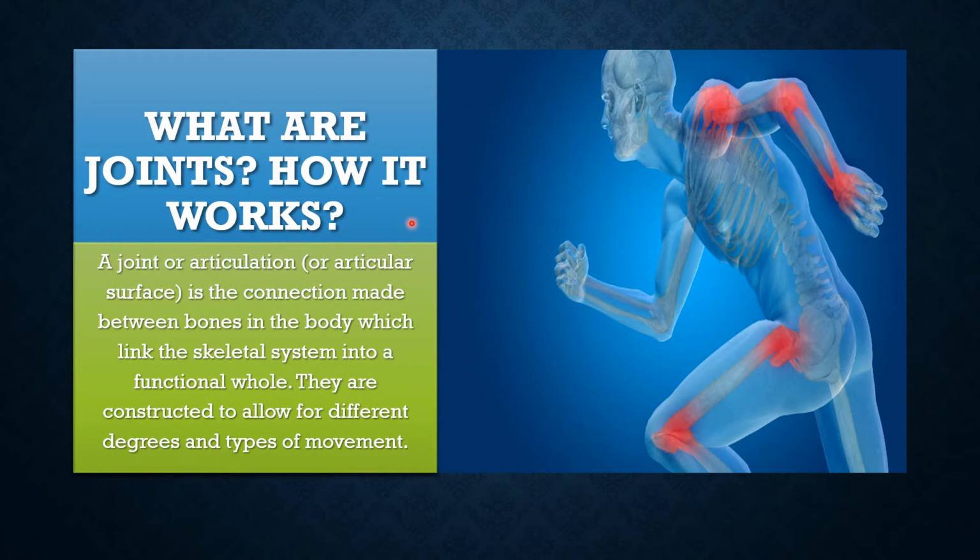What are joints? How do they work? A joint, or articulation, or articular surface, is the connection made between bones in the body which links the skeletal system into a functional whole. They are constructed to allow for different degrees and types of movement.